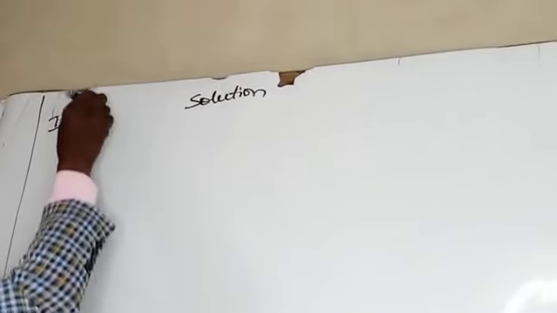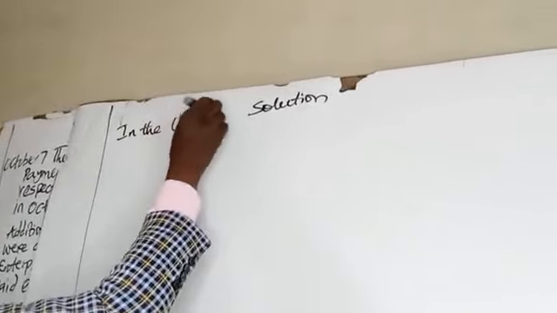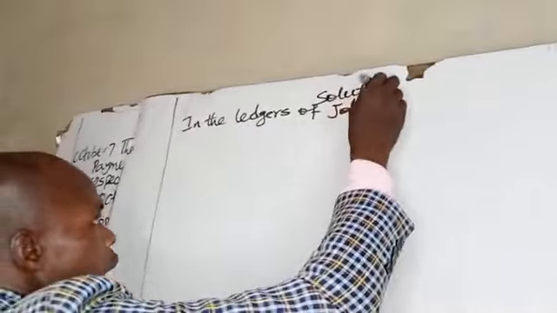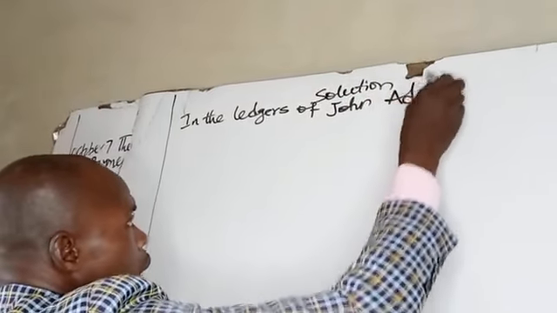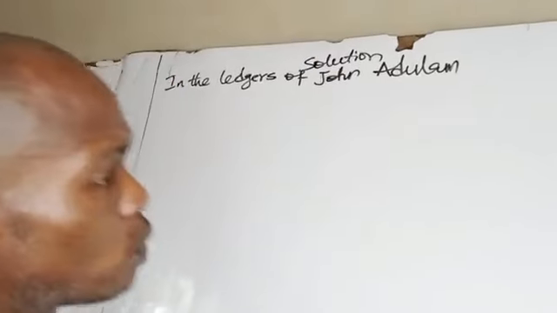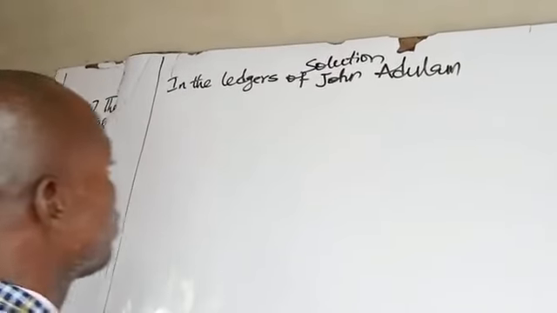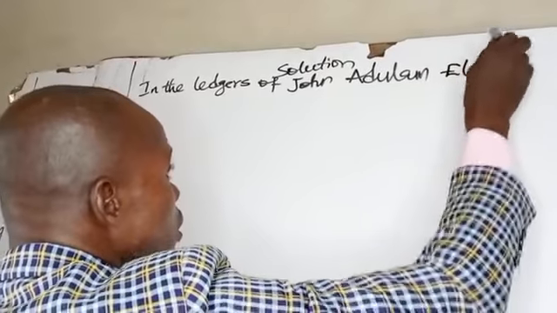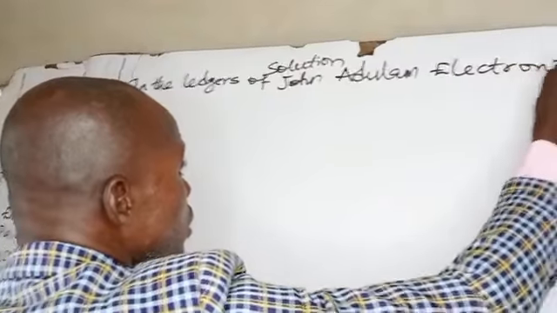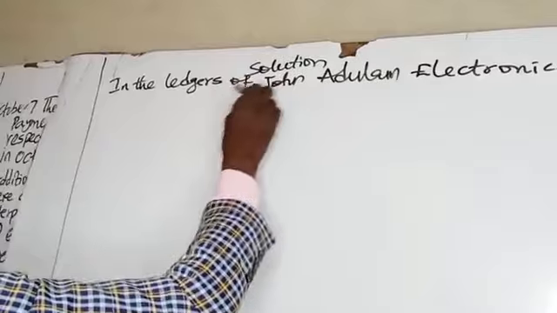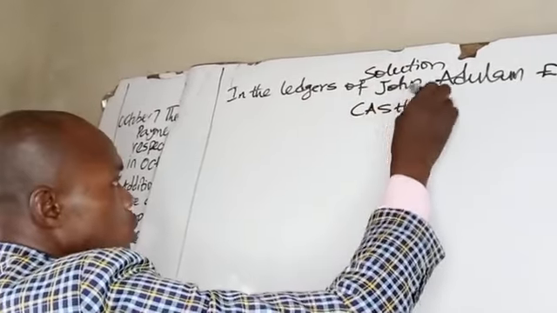In the ledger of John Adulam, John Adulam Electronics. So now let's have the cash book. Cash book.